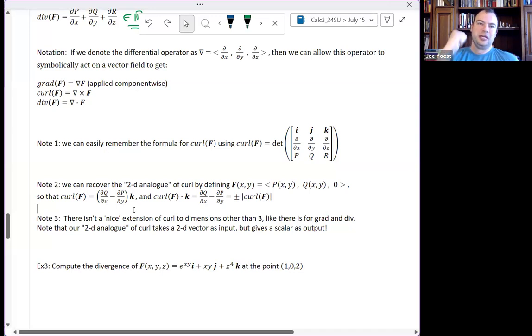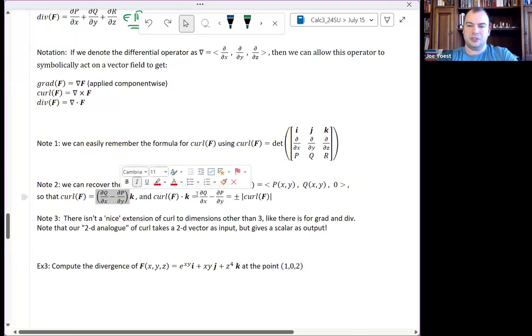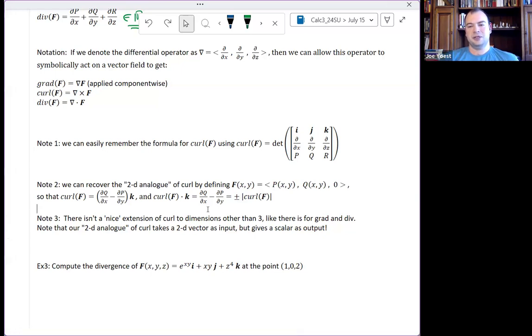That's the vector that's pointing out of the screen or into the screen. And then I could say that, well, curl f dotted with k, that's just this number times k dot k, but k dot k is just the length of k squared, which is just 1, so it's dq dx minus dp dy. That's a little bit like the length of the curl of f, right? It's plus or minus the magnitude of the vector that's the curl of f.